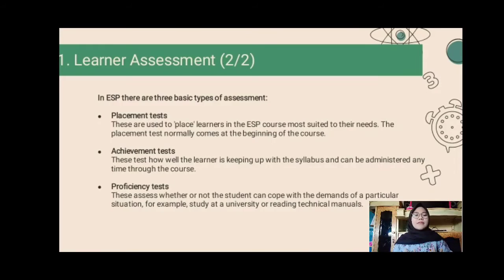In ESP, there are three basic types of assessment. The first one is placement test. These are used to place learners in the ESP course most suited to their needs. The placement test normally comes at the beginning of the course. The second one is achievement test. This tests how well the learners are keeping up with the syllabus and can be administered any time through the course. And then the last one is proficiency test. This assesses whether or not the students can cope with the demands of a particular situation, for example, study at a university or reading technical manuals.